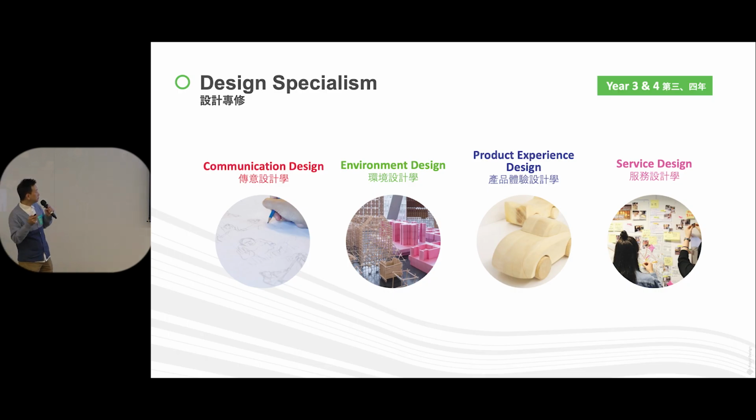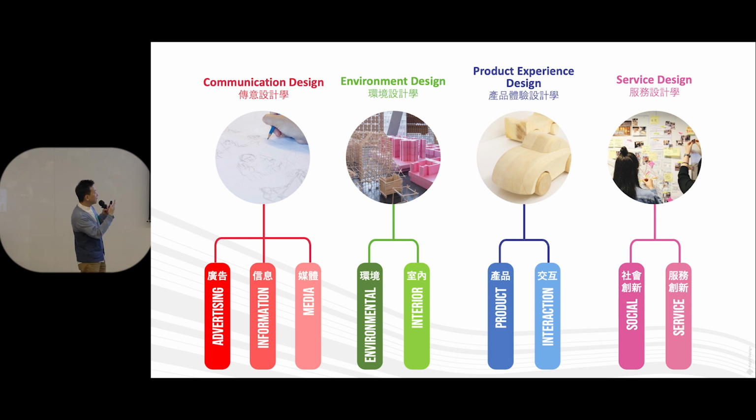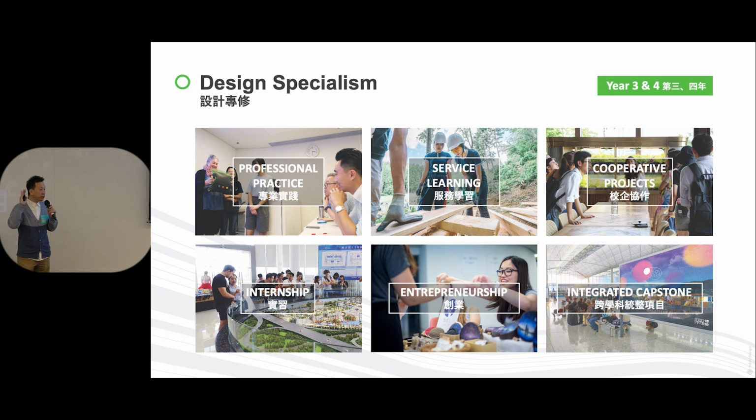After that, nine specialisms: advertising, information design, media. So these are the nine specialisms: environmental design, interior design, product design, interaction design, social and service design. So in year 3 and year 4, you are really focusing on the chosen specialism, chosen program. That means two years intensively to build up your domain knowledge. I know we should not limit ourselves to that. You have a chance to be exposed to something different in the first two years, but now you pick your most interesting area to build up your first knowledge first.